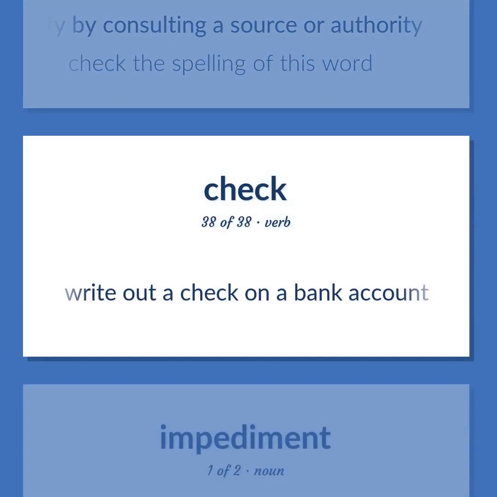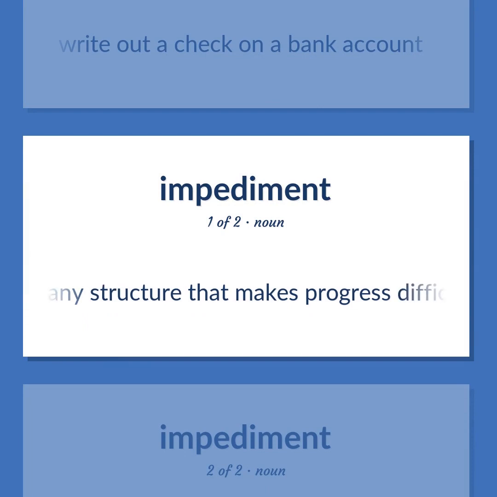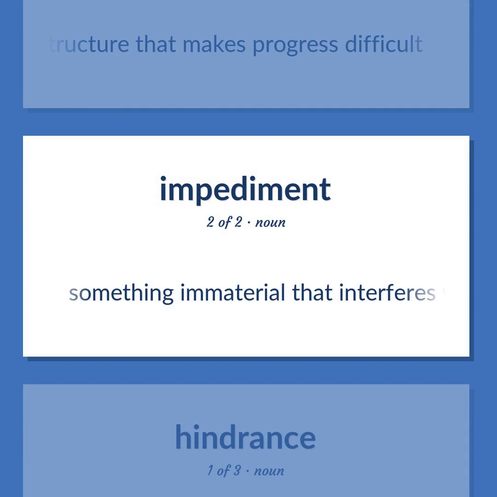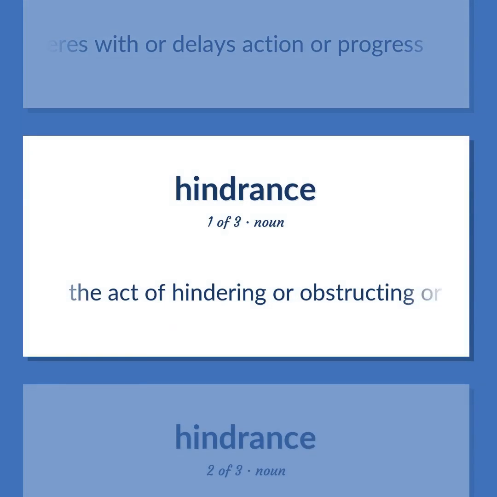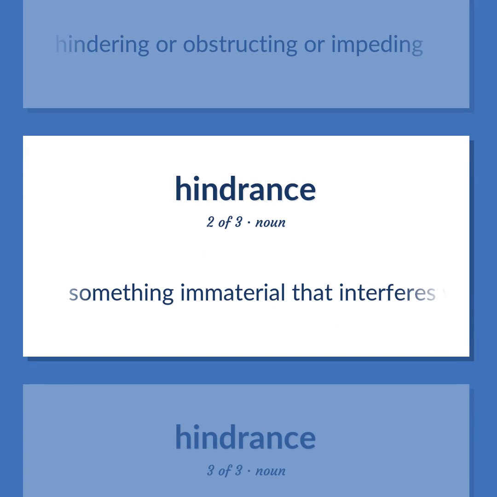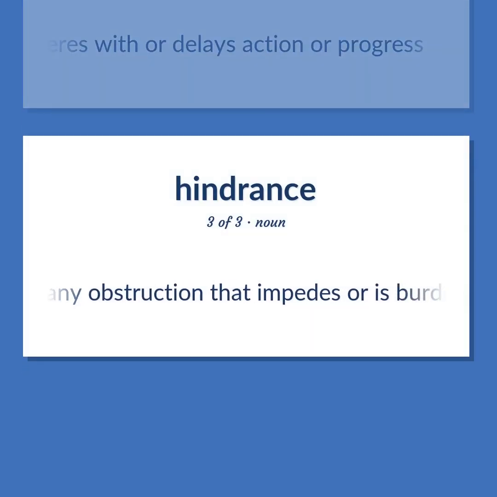Write out a check on a bank account. Any structure that makes progress difficult. Something immaterial that interferes with or delays action or progress. The act of hindering or obstructing or impeding. Something immaterial that interferes with or delays action or progress. Any obstruction that impedes or is burdensome.